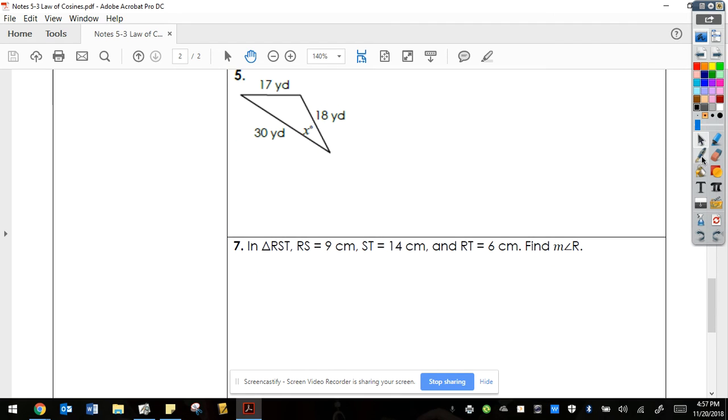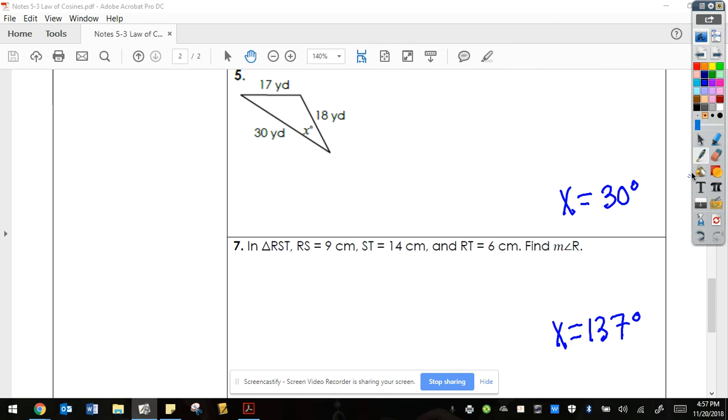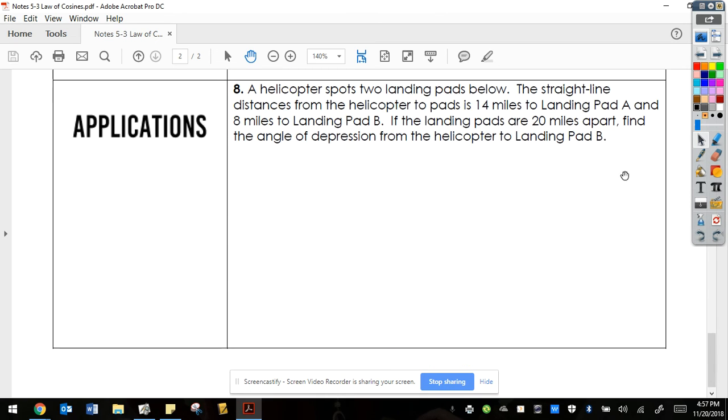So if you tried 5 and 7, then you should have gotten that x equals 30 degrees. And down here, you would have had that x was 137 degrees. Okay? All right, so then an application problem.